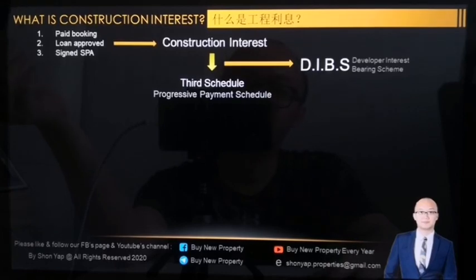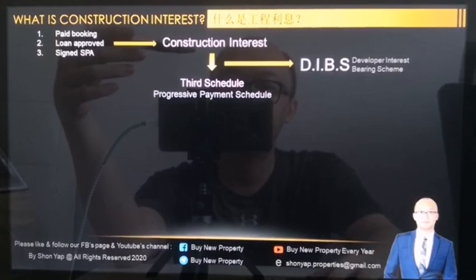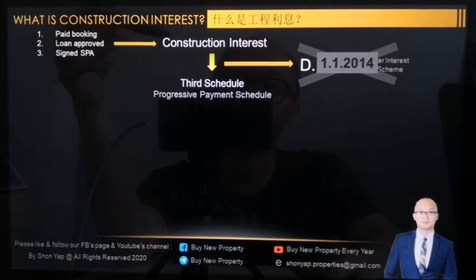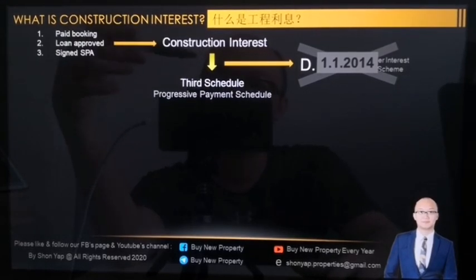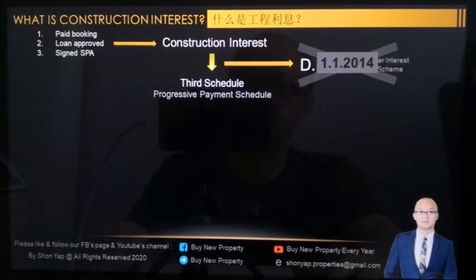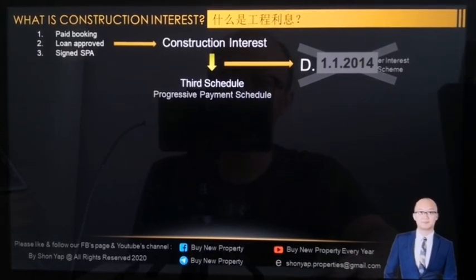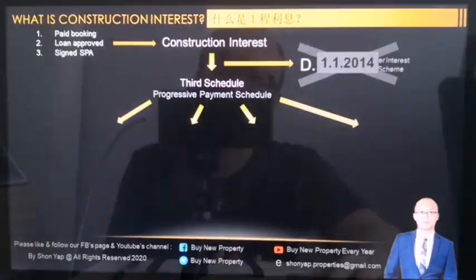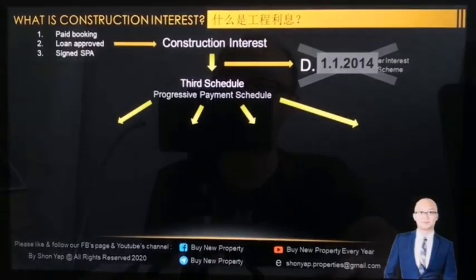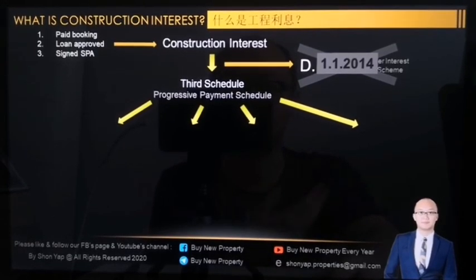Before 2014, property purchases were under the so-called DIBS, the developer interest bearing scheme. After 2014, all purchasers have to pay the interest, so it is no longer the so-called free interest. That's why everyone has to pay the interest during the construction period. There are three types of progressive interest that they have to know, and in the latest 2 to 3 years there is a fourth type in the market now.